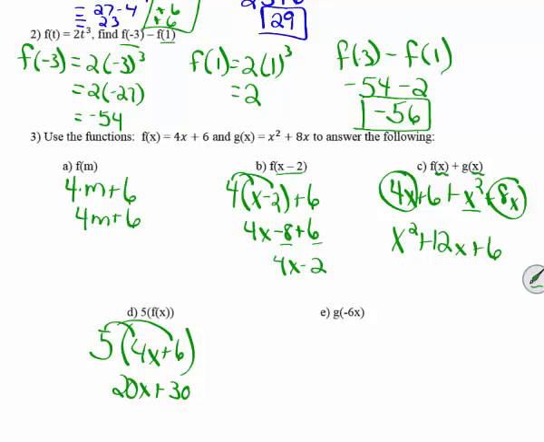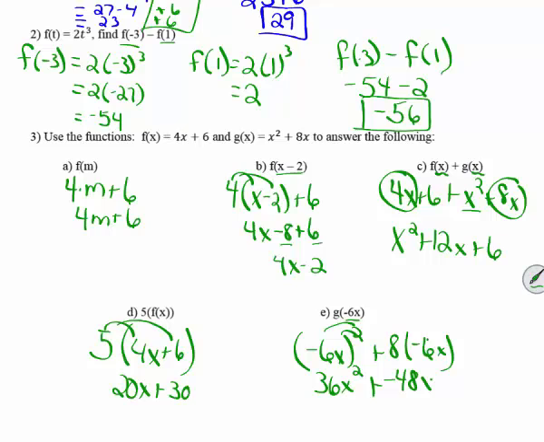For letter E, I'm going to put in negative 6x wherever I see an x. So that means negative 6x squared plus 8 times negative 6x. All right, so let's do this first. So I have to distribute this. Negative 6 squared is 36. X squared is x squared. And then 8 times negative 6 is negative 48x.